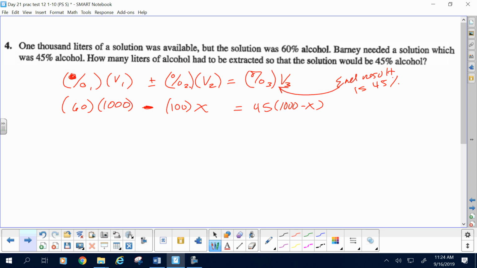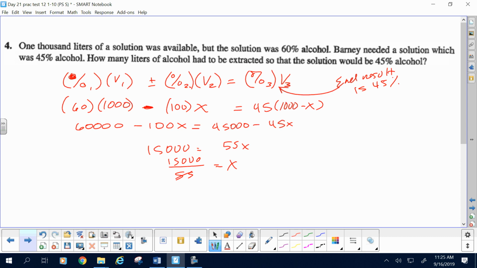Alrighty, after that it's go time. 60,000 minus 100x equals 45,000 minus 45x. Add 100x, subtract 45,000. 15,000 equals 55x. X is 15,000 over 55. That's 3,000 over 11. That's not coming out pretty. Oh well, life is ugly, I guess.